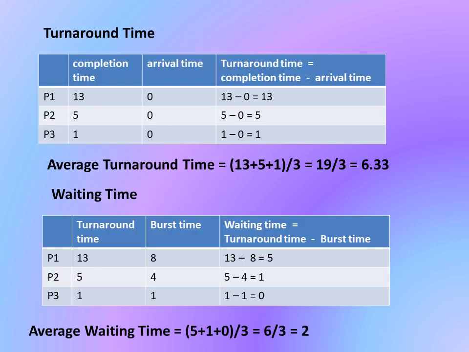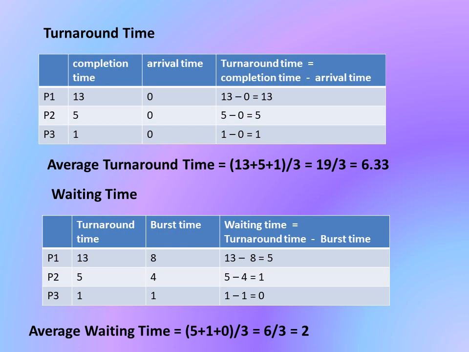Now let us calculate turnaround time for each of the processes. The formula for calculating turnaround time is turnaround time equal to completion time minus arrival time. The completion time for process P1 is 13 and the arrival time of process P1 is 0. So 13 minus 0 is equal to 13. Therefore the turnaround time for P1 is 13.